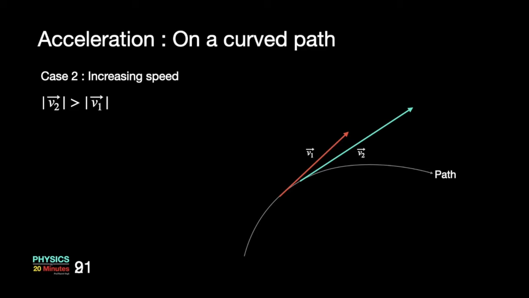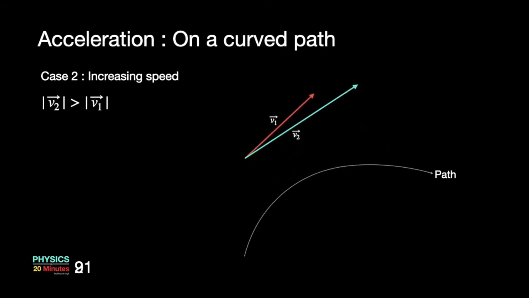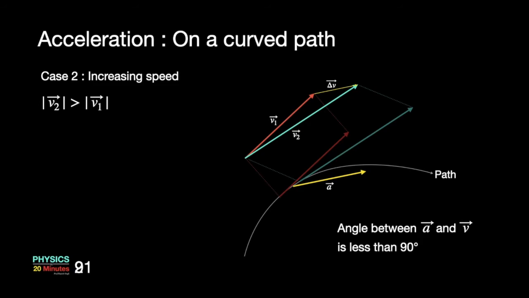What will be the change in velocity vector? We can again obtain that by translating the two vectors and applying the triangle law. The third side is given by the change in velocity vector, or delta v. Since the acceleration vector will be parallel to the delta v vector, in this case the angle between the acceleration vector and the velocity vector will be less than 90 degrees.